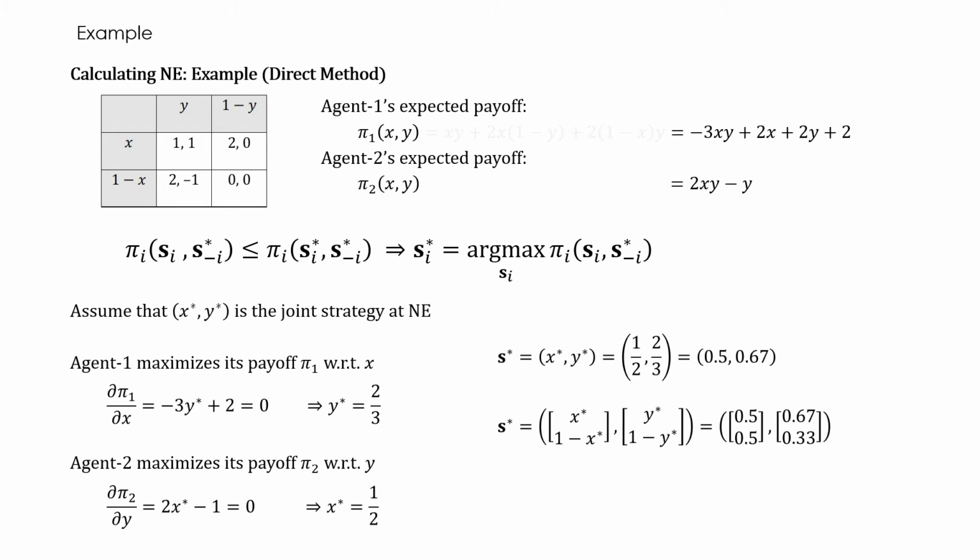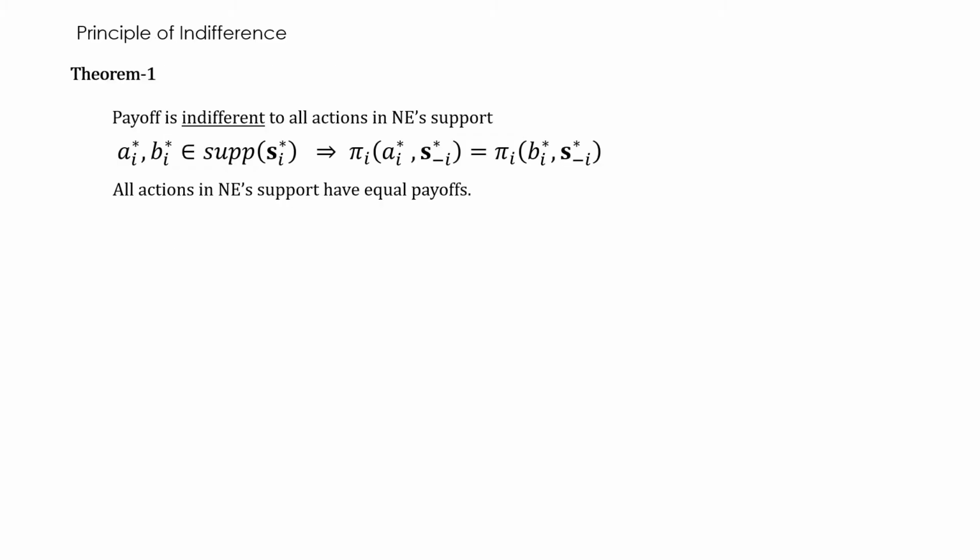There are other ways to compute the NE by using simple observations. We take these techniques up next. The payoff is indifferent to all actions in the Nash equilibrium's support. For instance, in a game of rock, paper, scissors, as long as the opponent picks randomly with one-third probability rock, paper, and scissors, it doesn't matter to an agent whether it picks rock or paper or scissors. The expected payoff in each case will be exactly the same, which is 0.